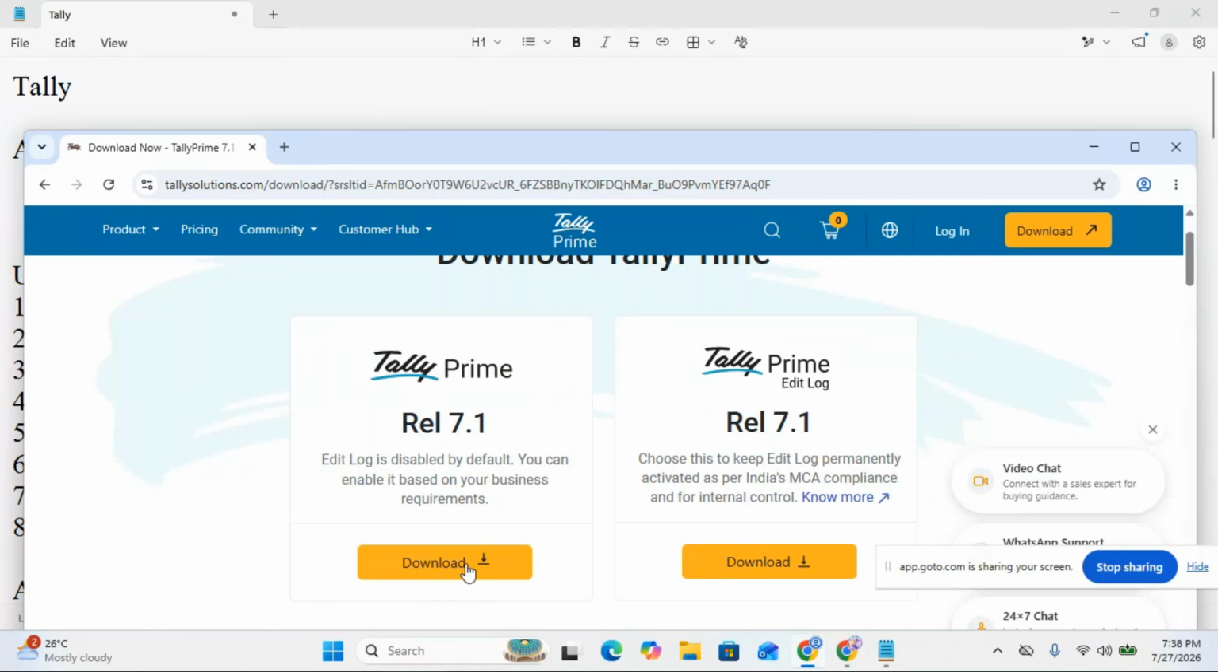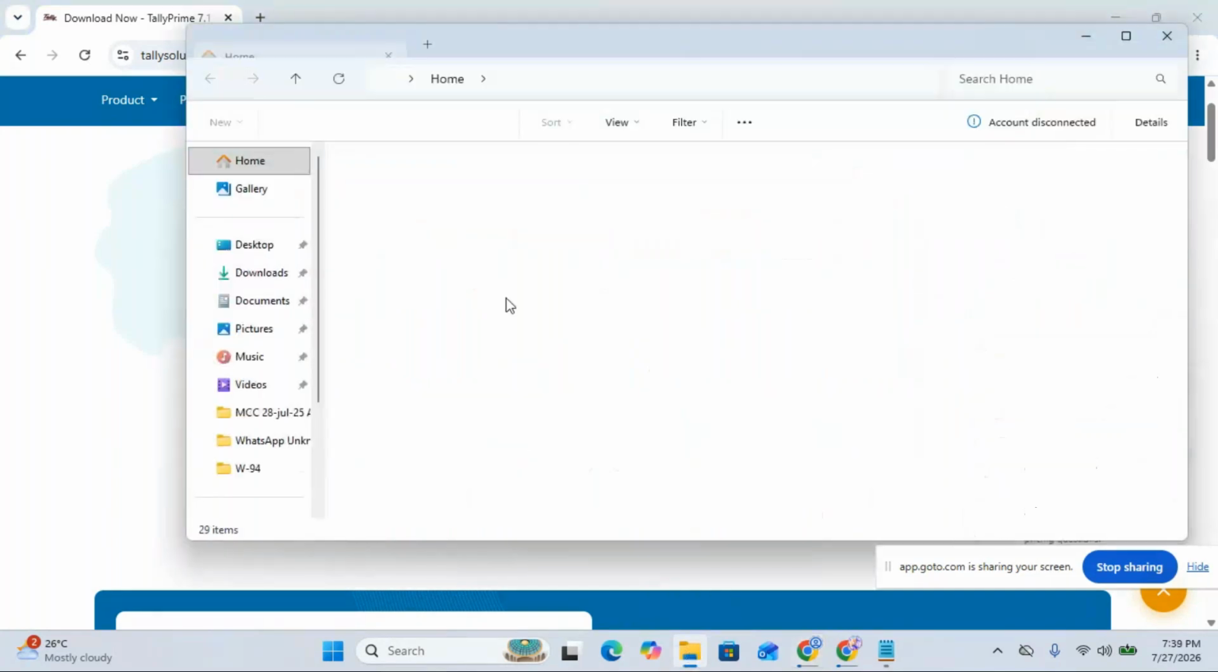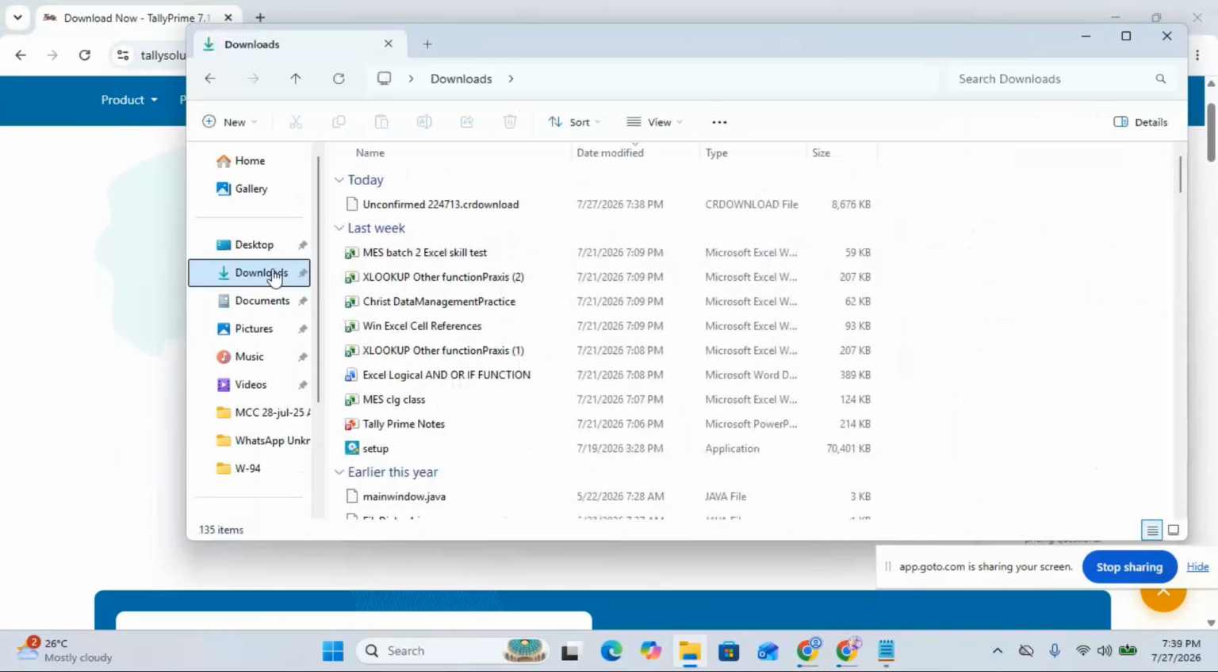Already I have downloaded it on my laptop, so that's why I'm not downloading again. Just click on the first one. Don't go with Edit Log. Just click on this download. You'll get one setup file. You can see the setup file. It will be downloaded like this.